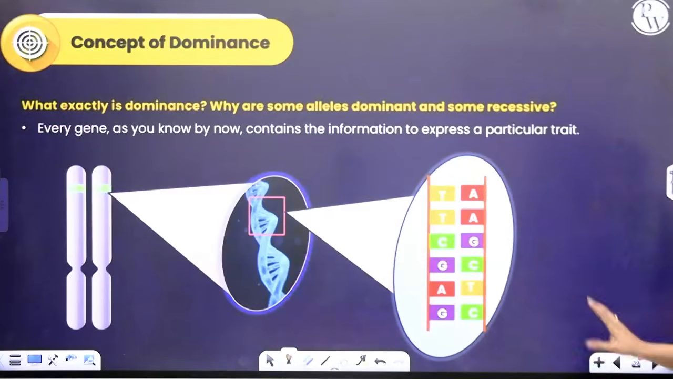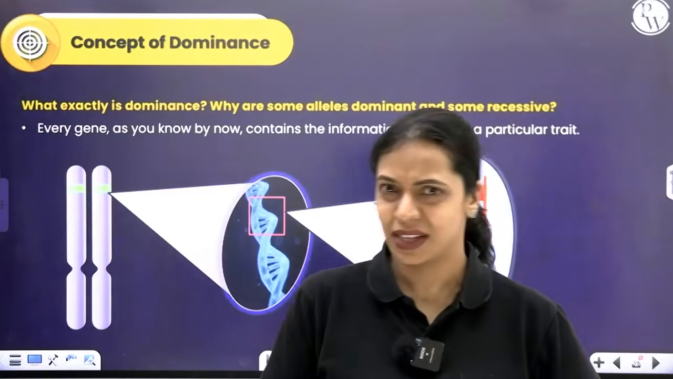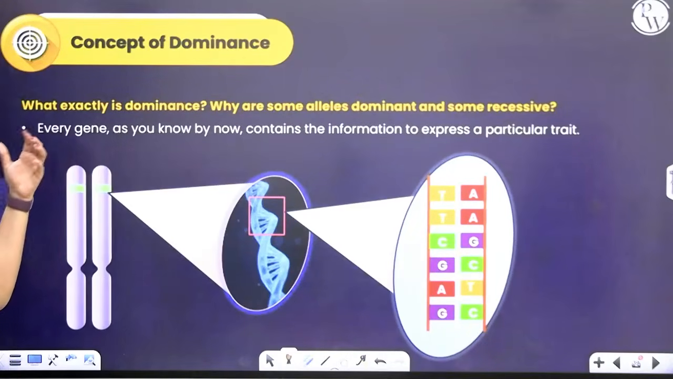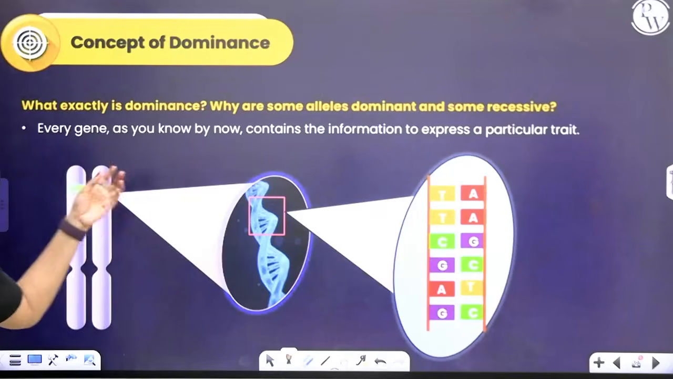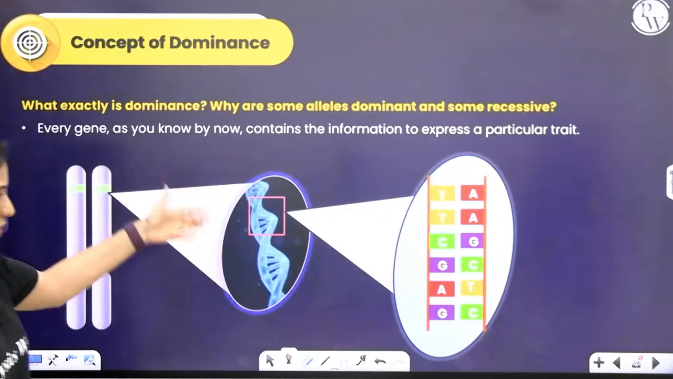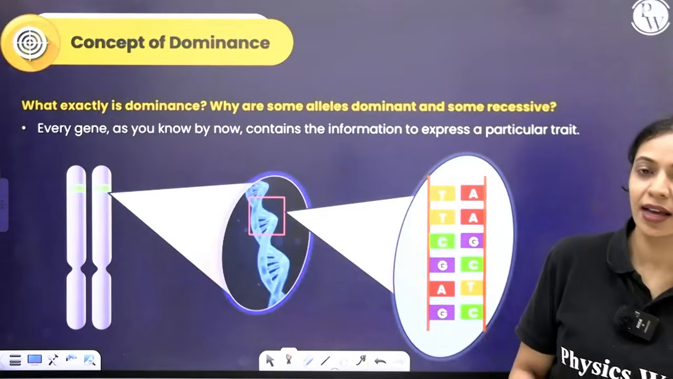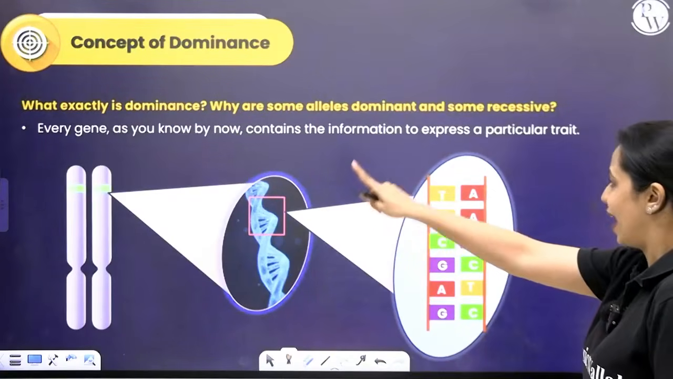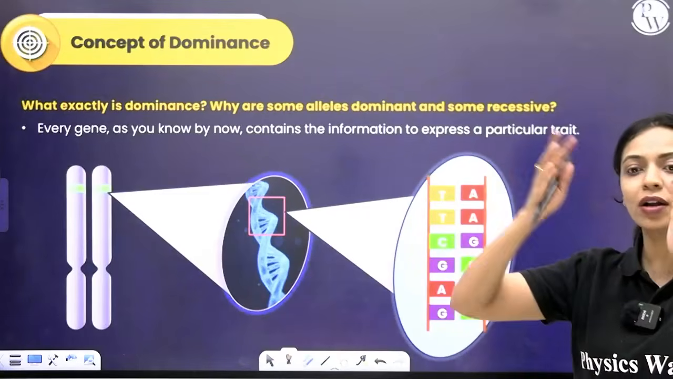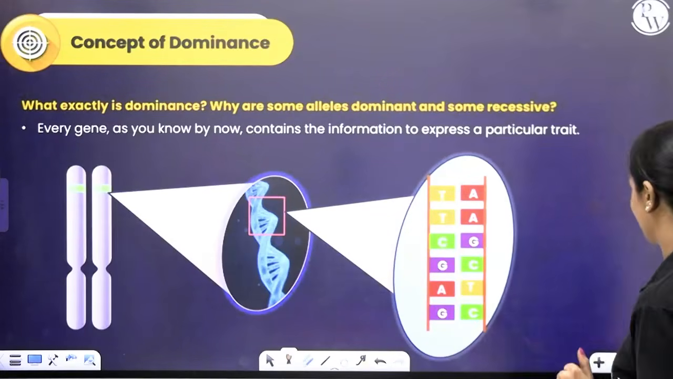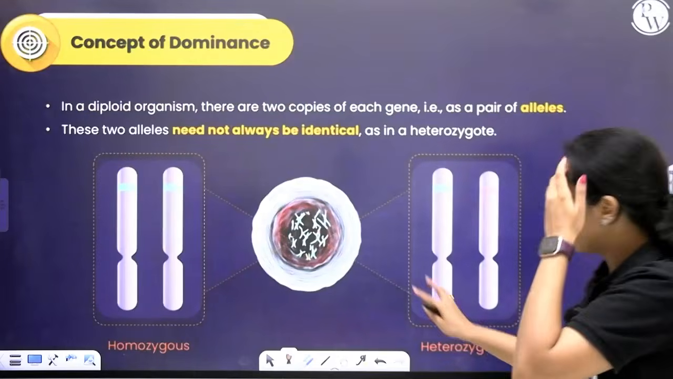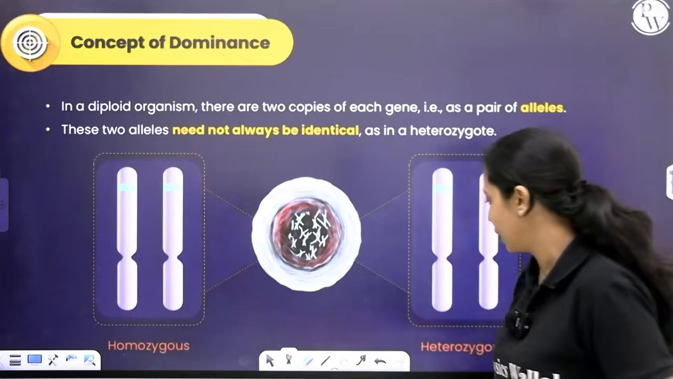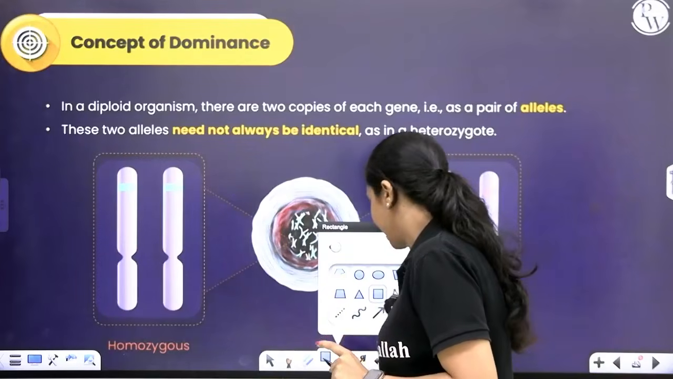Now let's understand the concept of dominance. What exactly is dominance? I already told you that within chromosomes DNA will be present. Within DNA you have the sequence of nucleotides, and for each gene you can have more than one variant which we call alleles, right? So every gene contains information for a particular character or trait, we can say. Now in some organisms both the alleles will be of the same type for a character, which we call homozygous.